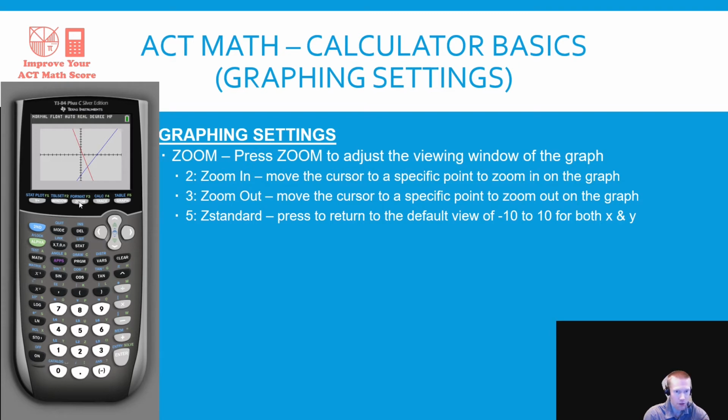And so now to zoom, you just press the zoom button at the top here, and you can see there's a bunch of different options listed. The most common ones are going to be number 2, zoom in, number 3, zoom out, and then number 6, zoom standard. So number 2, zoom in, will allow you to zoom in on the graph wherever you want.